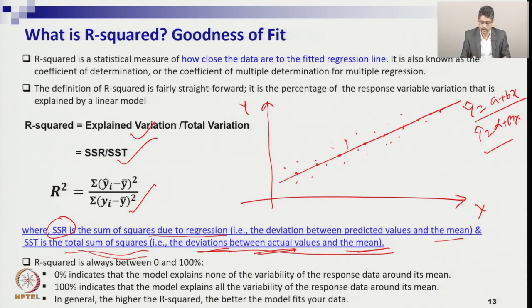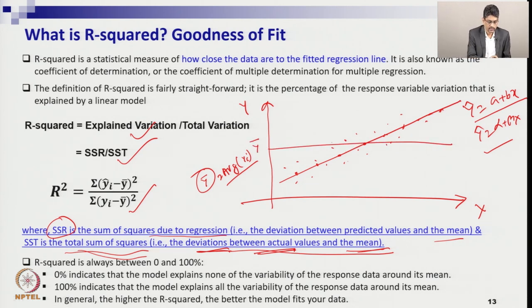That we have done. Now what do we do? You take the mean value. You first calculate the y bar. How will you calculate the y bar? Y bar is nothing but the average of the data, the average of yi. So suppose you get the average here. This is your y bar.